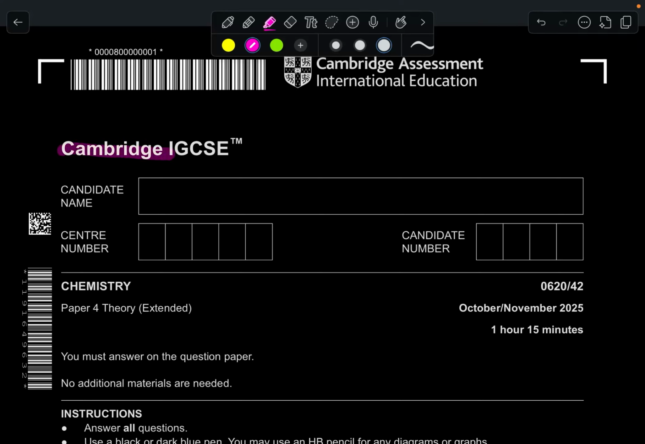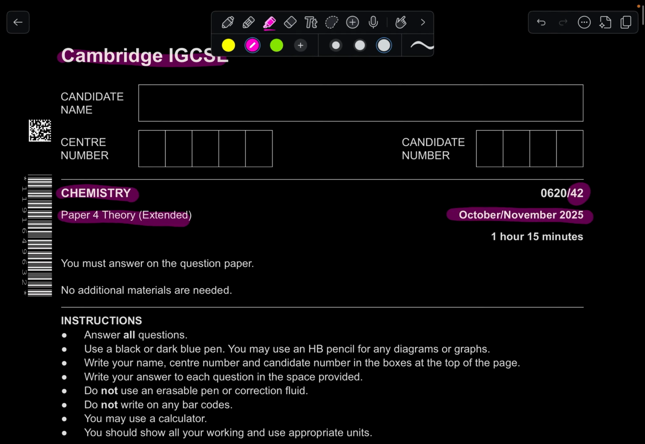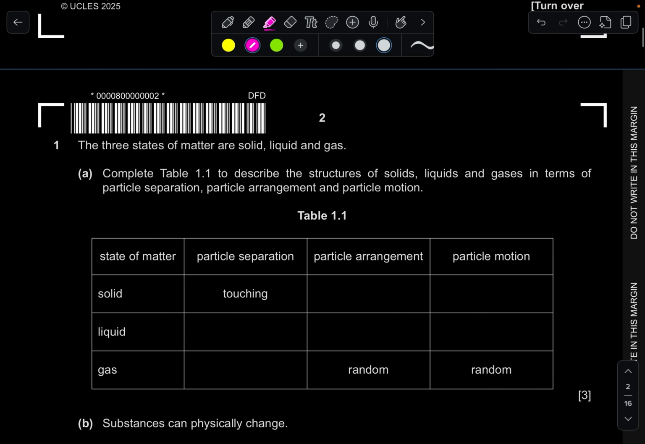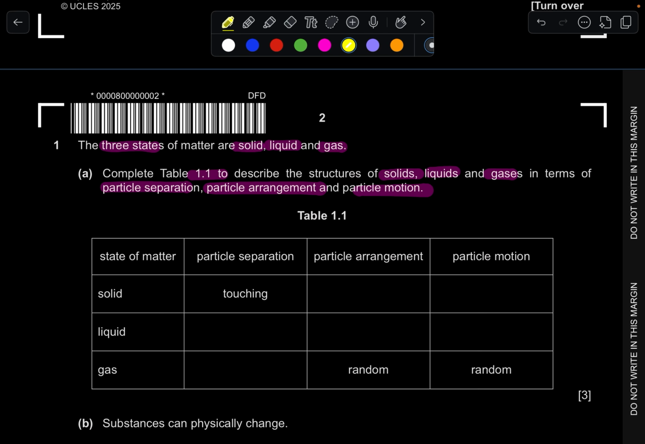Today we're going to be solving Cambridge IGCSE Chemistry Paper 4 Theory Extended October-November 2025, Paper 42. The first question states, the three states of matter are solid, liquids and gases. Complete table 1.1 to describe the structures of solid, liquids and gases in terms of particle separation, particle arrangement and particle motion. So we've got to tell everything that we know.